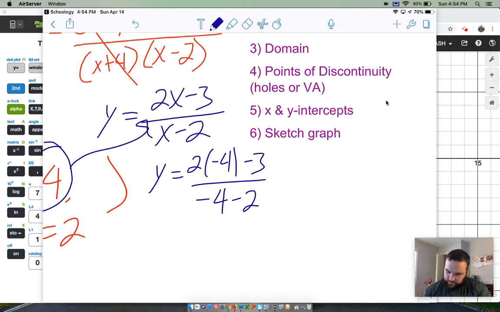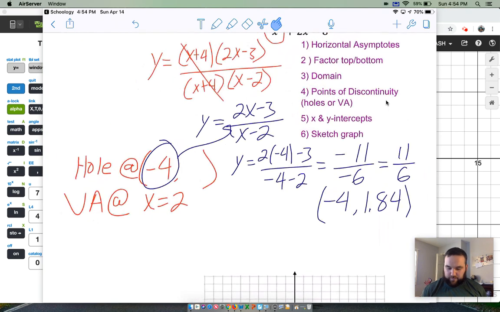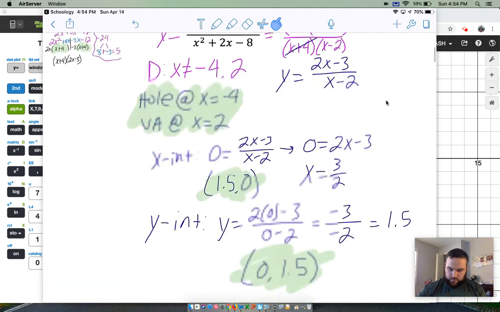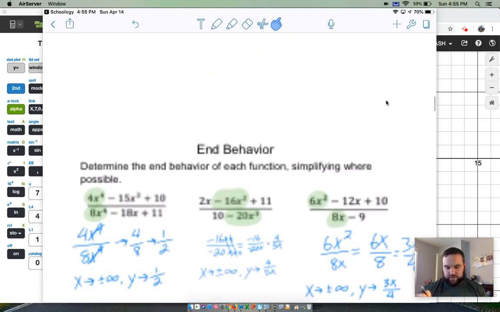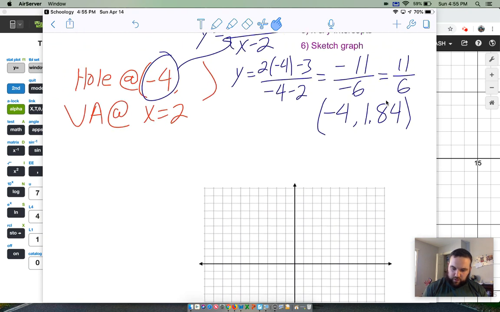So this is -11 over -6, where the negatives cancel out, which is about 1.84. So I'm going to have a hole in the graph at approximately -4, 1.84. And then for our x and y intercepts, I'm going to use the ones from the top. We found the x-intercept was 1.5, and so is the y-intercept. So we have actually already seen this graph; now we're just putting it all together.